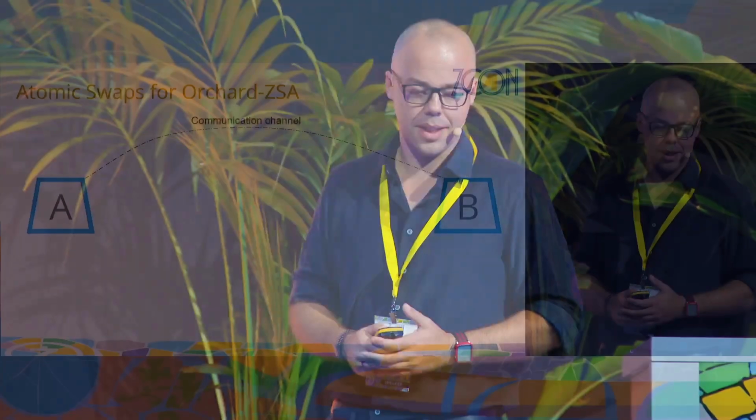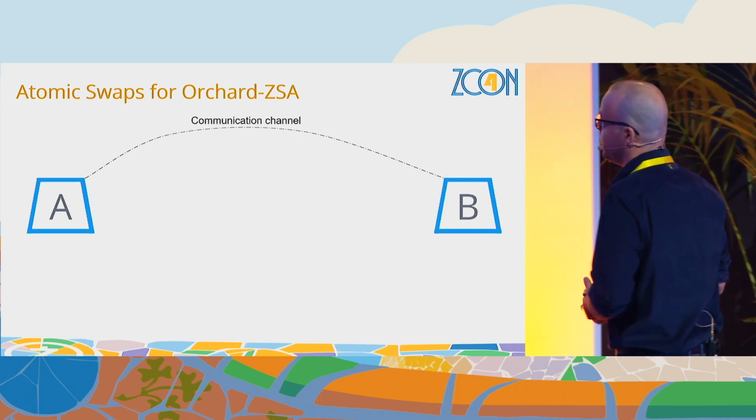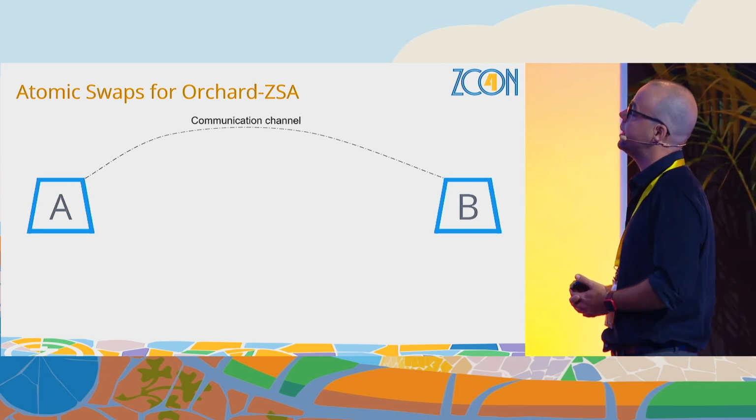So let's look at the basic setup. We have two parties. We have a communication channel between the parties, and we want to trade some assets, swap some assets.